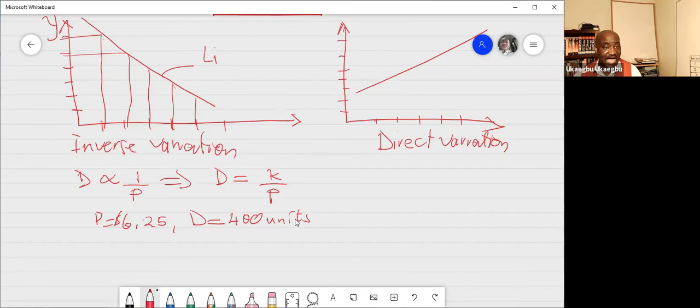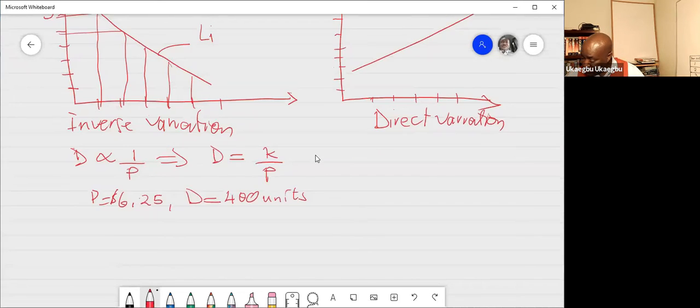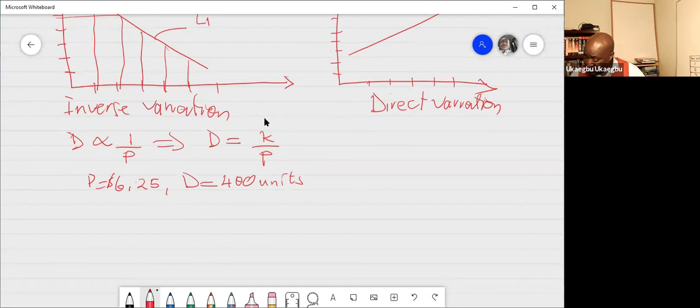Now, if the price is higher, like $10 per pack, you will find out that people will buy a lesser quantity of eggs just because of the price. That's the way it is in real life. So now, having written that, let's find the value of K, the proportionality constant.